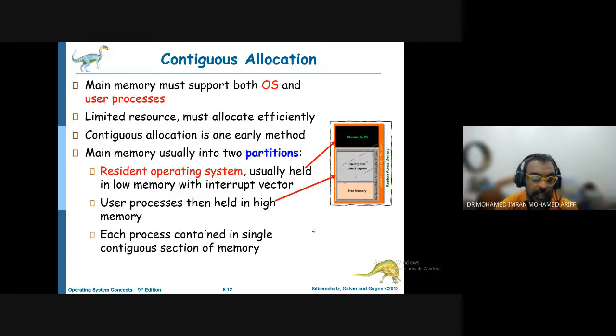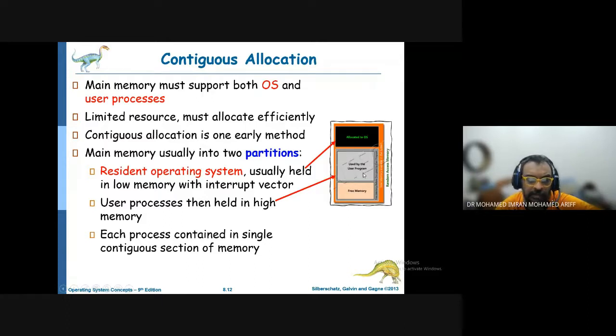Why is it low memory? Because the addresses start from the top to the bottom. When it is at the top, it is always a smaller number: 0, 1, 2, 3. If the size of this memory is 100 megabytes, the addresses run from 0 to 99 here. So when we say low memory location, it means it is at the top. Each process file is contained in the high memory below here, inside the main memory.